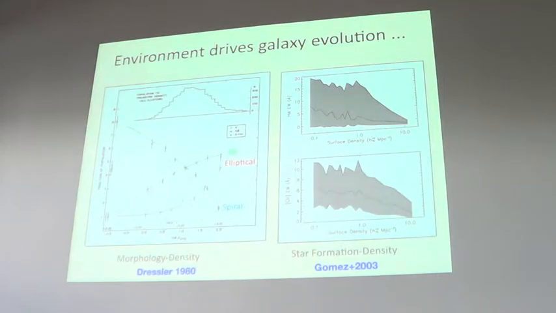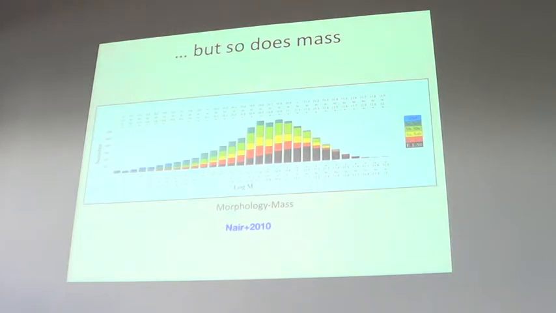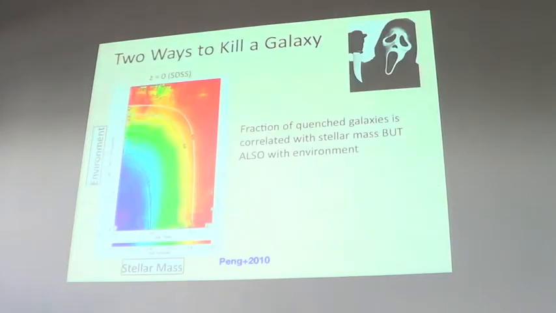We know that environment drives galaxy evolution. We also know that stellar mass drives galaxy evolution. And at low redshift, redshift 0, the fraction of quenched galaxies is correlated both with stellar mass and also with environment. So there are two ways to kill a galaxy.